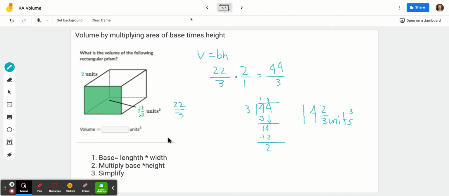Raise your hand if you'd like to go over one more of these. I think these are probably simpler than the other ones. I think those are the easiest. Yeah, I think these might be the easiest because your base has already been multiplied. So all you have to do is multiply base times height. We'll do one more.